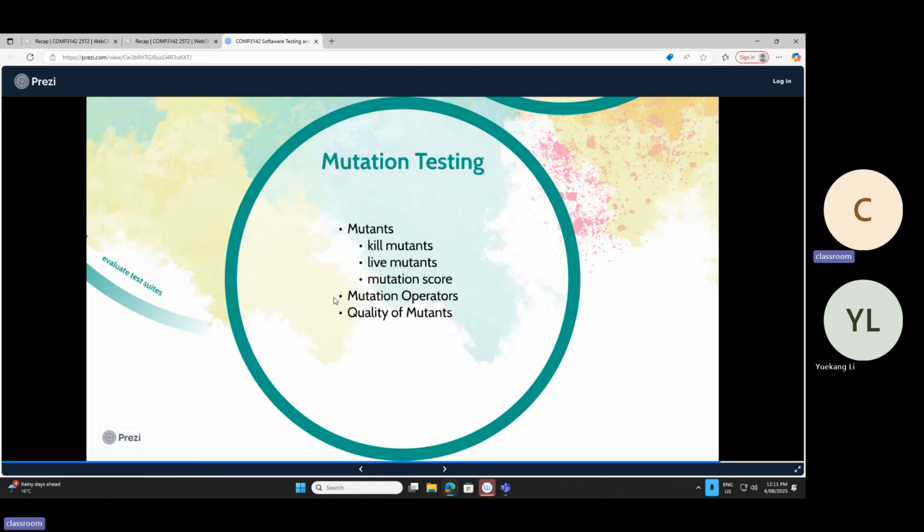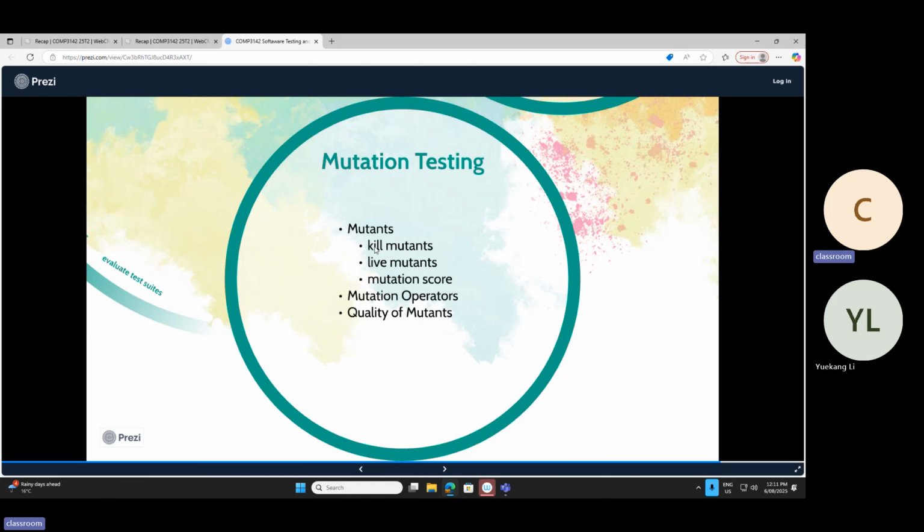And there are three key concepts here. The first one is the mutants. The mutants are the program variations we have created, right, with some small changes and bugs. And the process of killing mutants is to see if a mutant can pass our test or not, right?